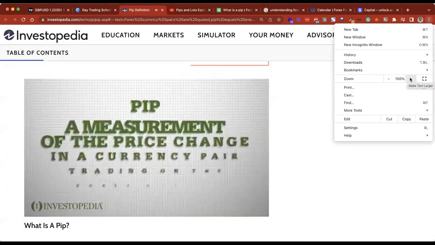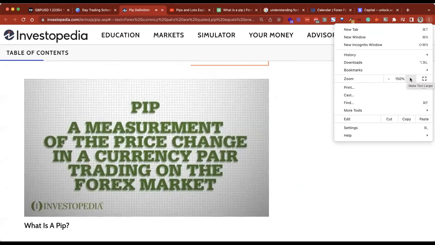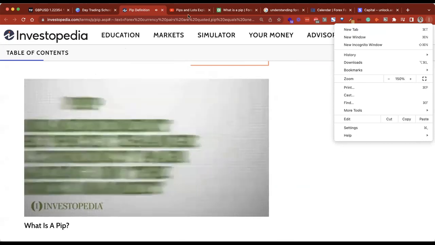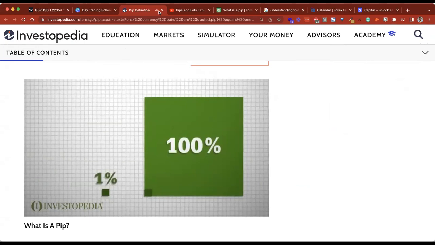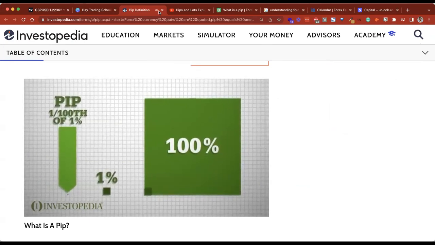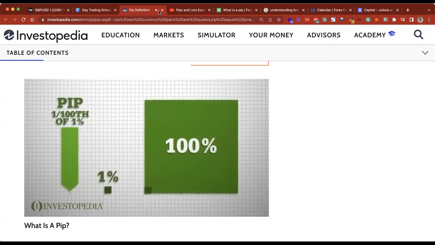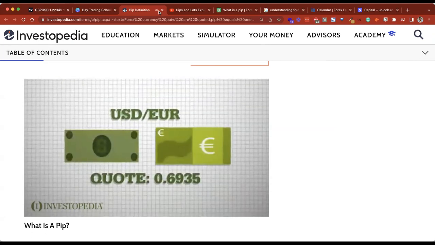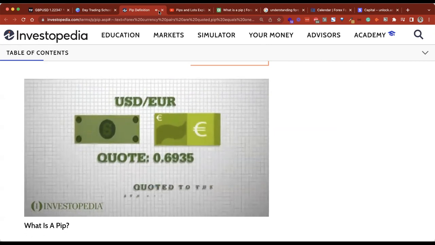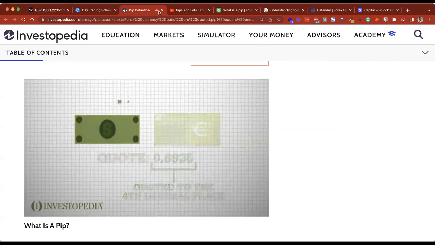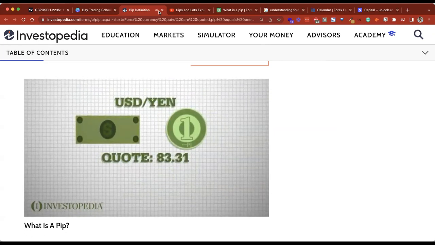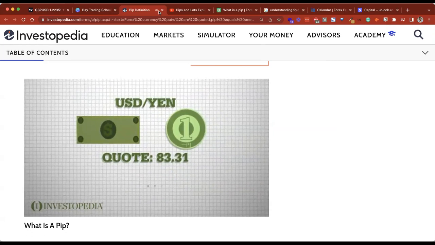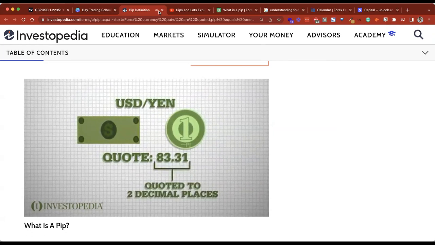A pip is a measurement of the price change in a currency pair trading on the Forex market. More precisely, a pip is, in most cases, equivalent to 1/100th of 1%. This is true in most cases because, in general, currency pairs such as the US dollar-euro are quoted to the 4th decimal place. However, this is not true for the US dollar-Japanese yen currency pair, which only quotes to 2 decimal places. Let's look at an example.